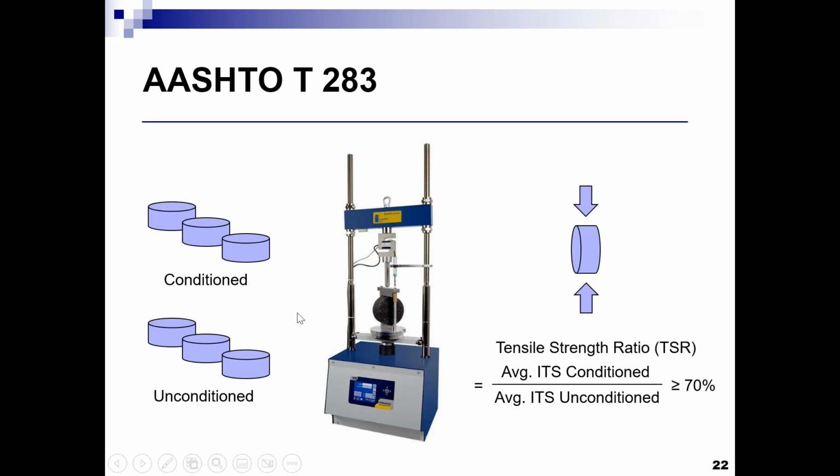For AASHTO T283, we used the same test device where we measured the indirect tensile strength of conditioned and unconditioned specimens. Unconditioned specimens are specimens that are not subjected to conditioning, and conditioned specimens are specimens that have been subjected to conditioning, which involves freezing and thawing of the asphalt mixture. So upon conditioning, you would expect the strength to drop. Looking at the percentage of drop, or the percentage of the original strength of the asphalt mixture, we calculate the tensile strength ratio, and we use that parameter to determine if the asphalt mixture is susceptible to moisture-induced damage or not.